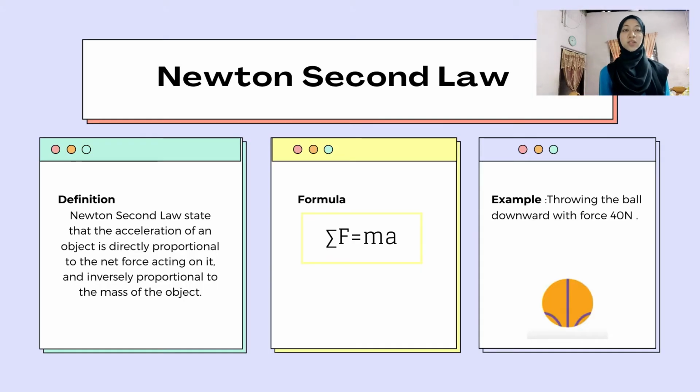And next is about Newton's second law. Definition: Newton's second law states that the acceleration of an object is directly proportional to the force acting on it and inversely proportional to its mass. The formula for Newton's second law is total force is equal to ma. One example is when we throw the ball downward with a force of 40 Newton.